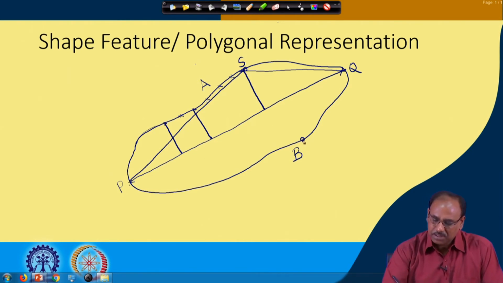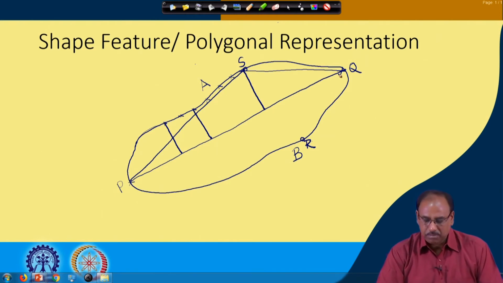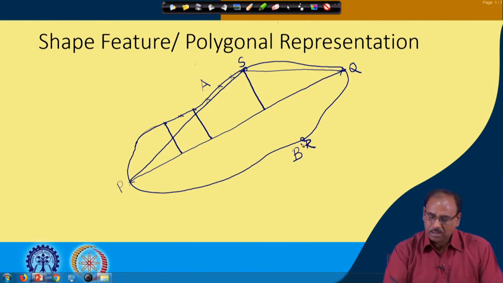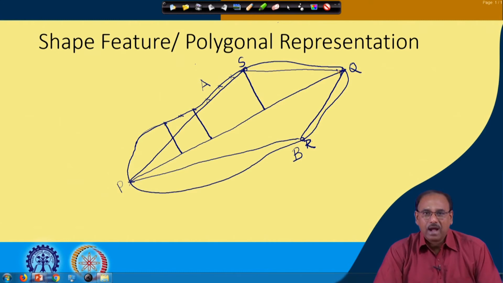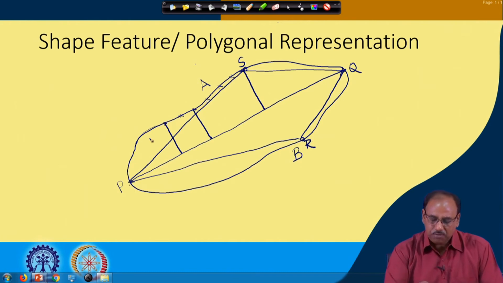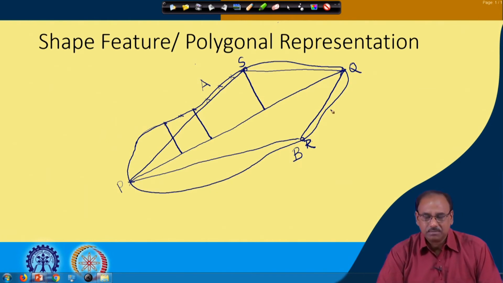And in that case, this point, let me call it point R. So, this point R subdivides this lower part of the boundary segment P Q into 2 more segments. One is P R, the other one is R Q. So, the next level of polygonal representation is by this. You find that up to this I have got a polygon P S Q R. So, this is the polygonal representation at this level of this arbitrary shaped boundary that we had.